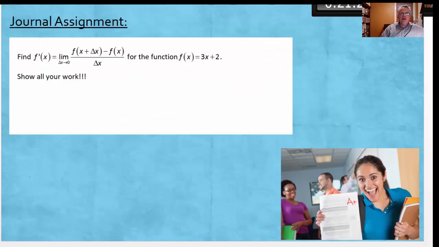Okay, I have one problem for you for the journal assignment. This one's going to be easier because it doesn't have an x squared in it. So I want you to find the derivative, which is evaluating this limit for this function here. F of x equals 3x plus 2. Like I said, the algebra is a little bit better because we don't have to square anything.